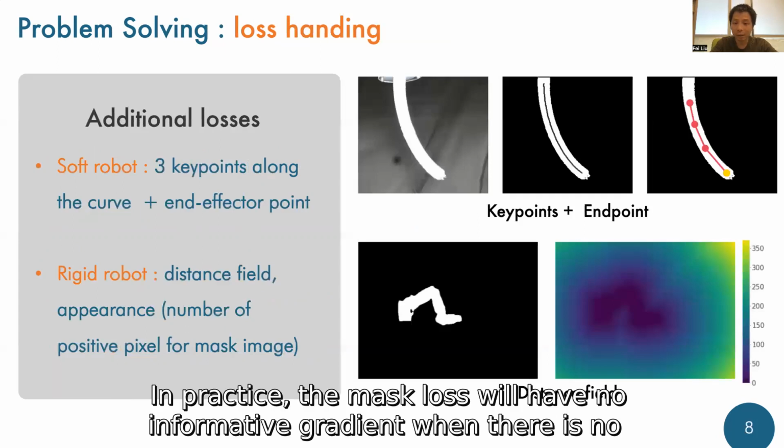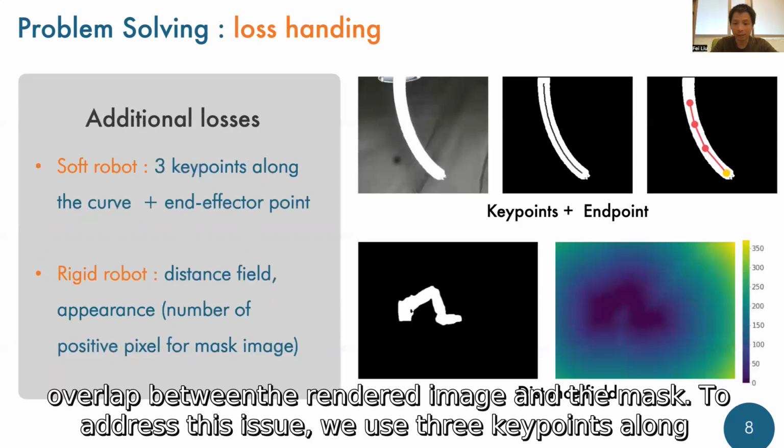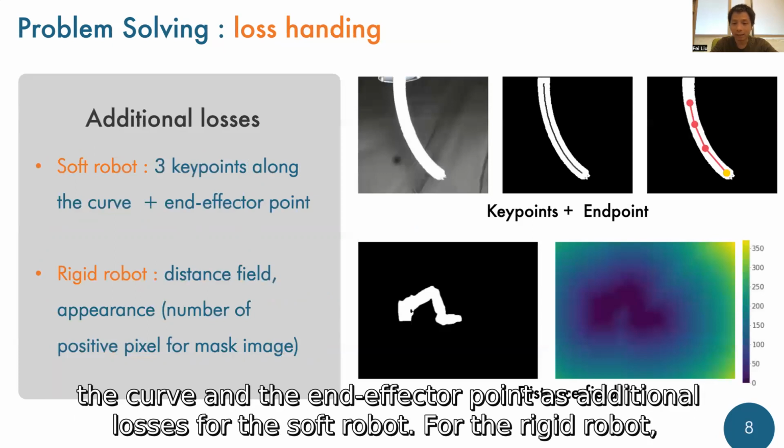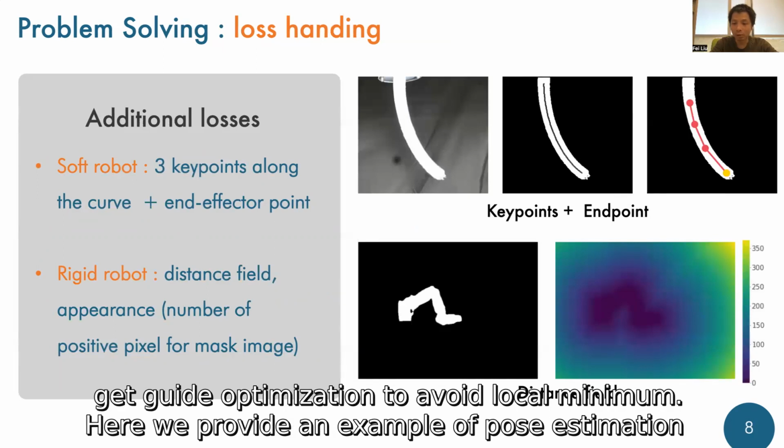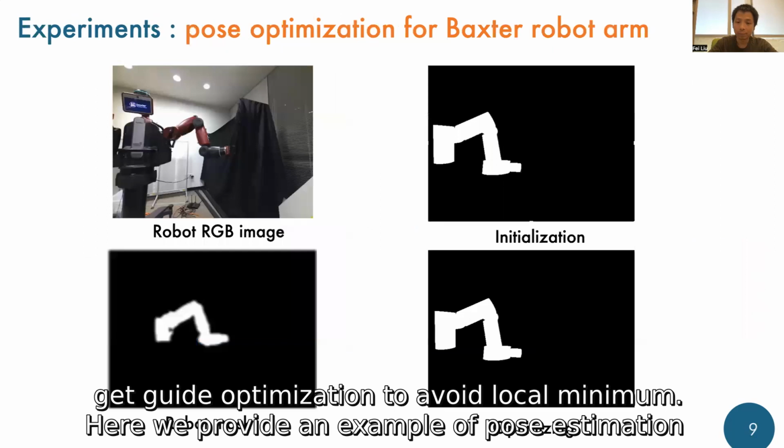In practice, the mask loss will have no informative gradient when there is no overlap between the rendered image and the mask. To address this issue, we use 3 key points along the curve and the end effector point as additional losses for the soft robot. For the rigid robot, we use a distance field in combination with the appearance loss. These losses help the optimization avoid local minima.